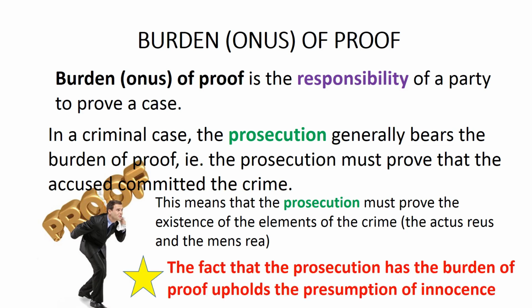The fact that the prosecution has the burden of proof upholds the presumption of innocence. This is because if a person is presumed to be innocent, then the person does not have to prove that they are actually innocent. Instead, it is presumed that they are innocent. The consequence of this is that it is for the prosecution to prove that the accused is in fact guilty, and that is precisely what the burden of proof requires. Because the prosecution has the burden of proof in a criminal case, it is for the prosecution to prove that the accused is guilty of the offence with which they have been charged.